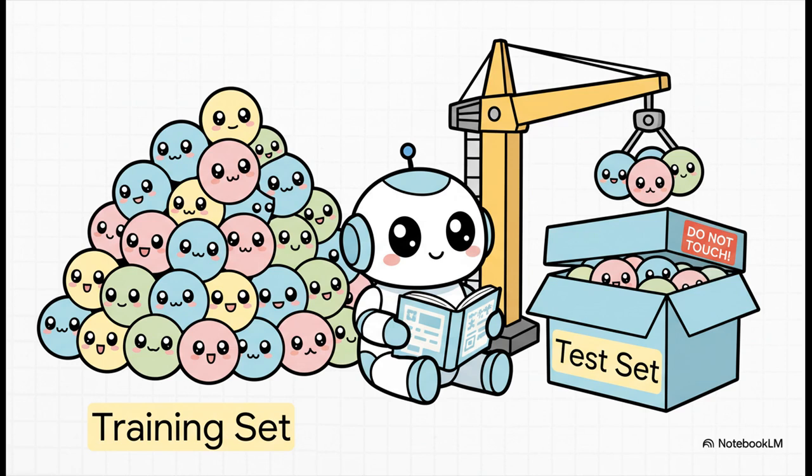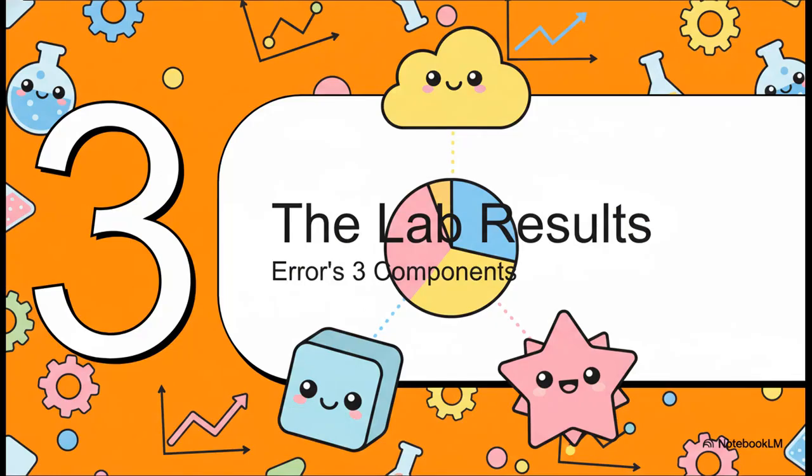Now, since we can't just wait around for future data to roll in, we have to simulate it. And we do this by holding back a chunk of our initial data, something we call the test set. The model never ever gets to see this data while it's learning. This test set becomes the final exam, and it gives us a really solid, unbiased measure of the model's true performance.